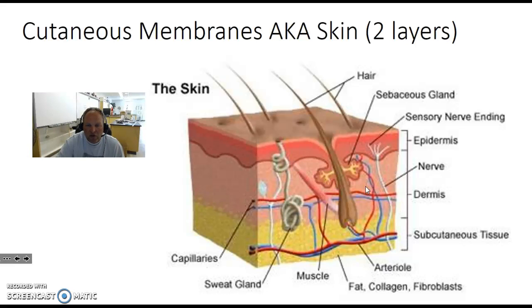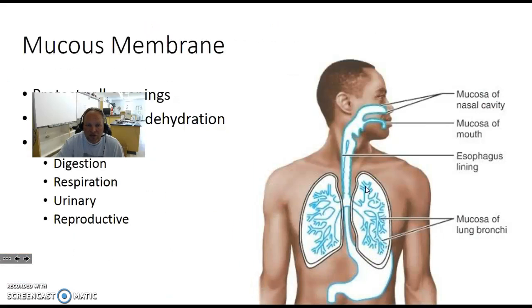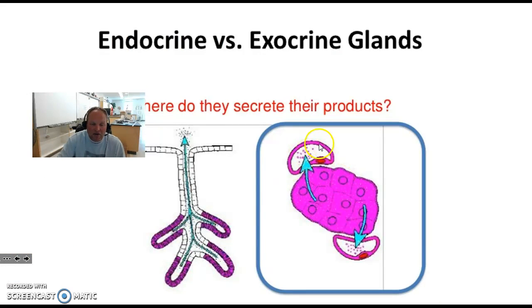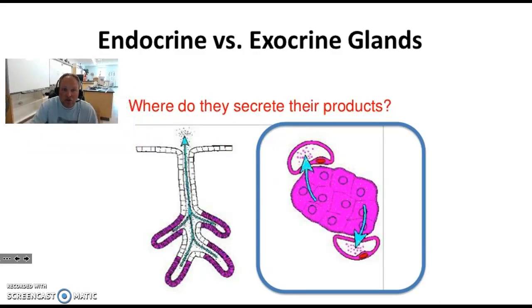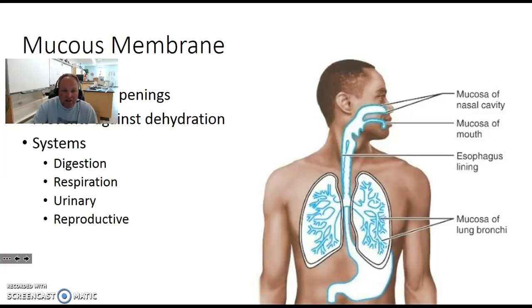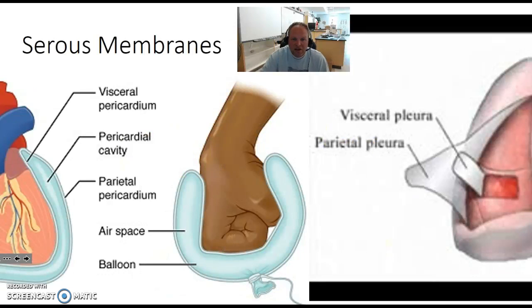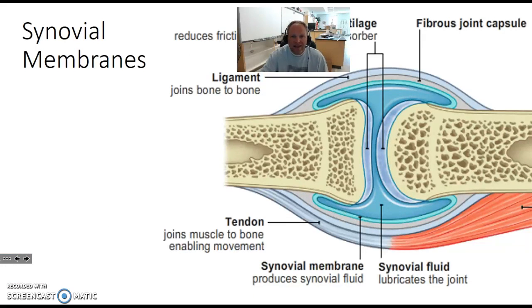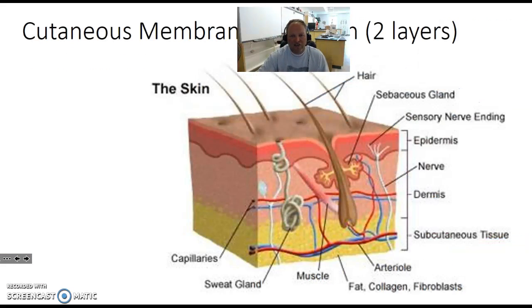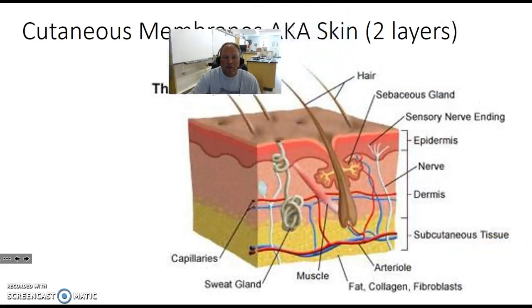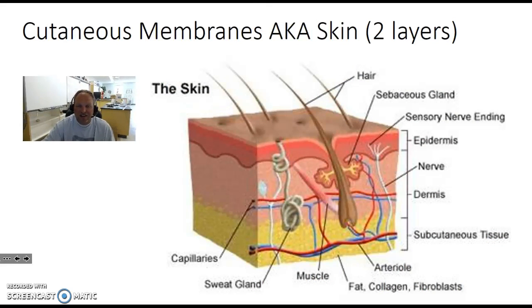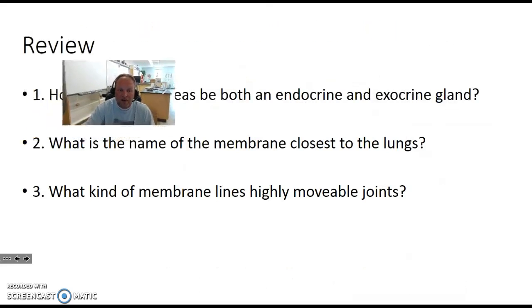So those are my 4 membranes. So let's go through them one more time just to make sure we're all on board. Okay. Endocrine secretes into bloodstream. Exocrine secretes out of bloodstream. Mucous membranes protect me from any kind of infection and dehydration. Okay. Serous membranes protect my organs. Synovial membranes, highly movable joints. And cutaneous membrane is a fancy name for your skin. Congratulations, you just knocked out all 4 types of membranes, exo and endo.